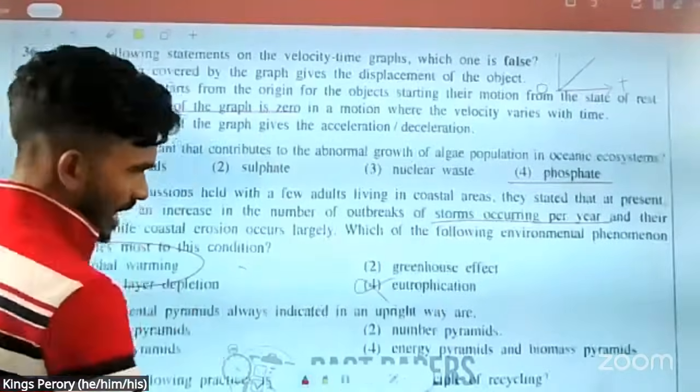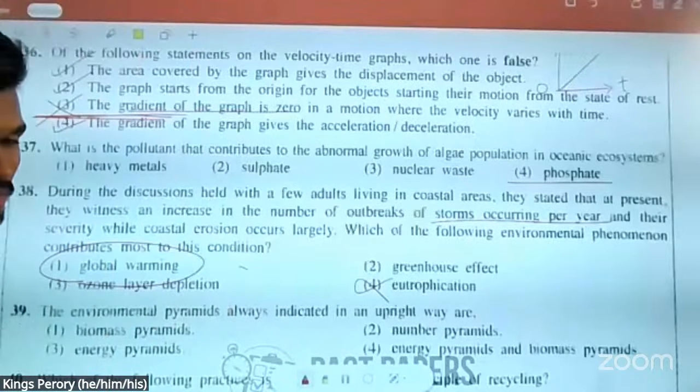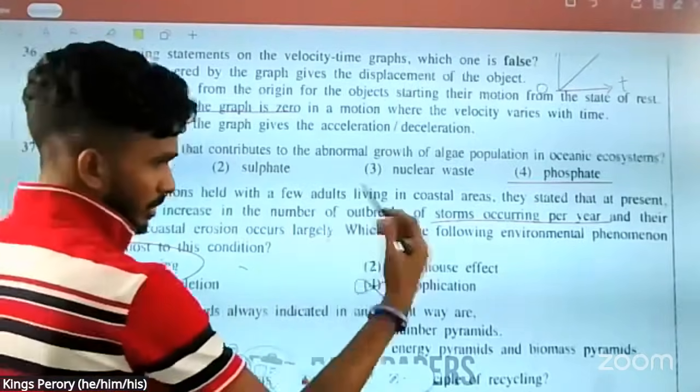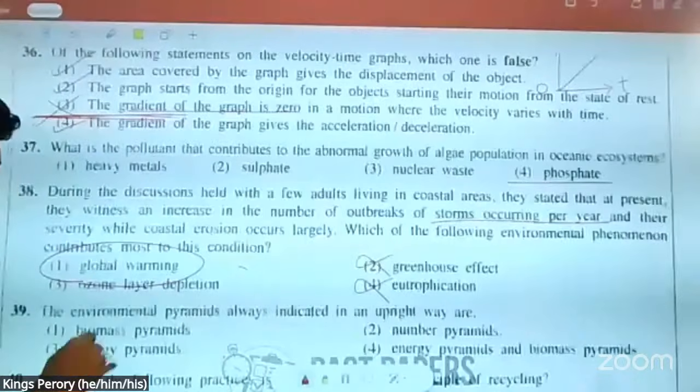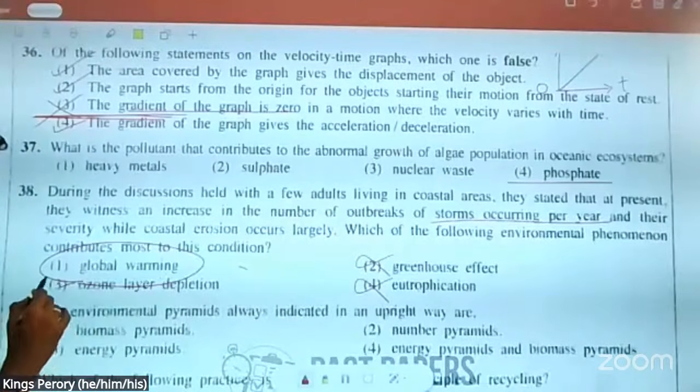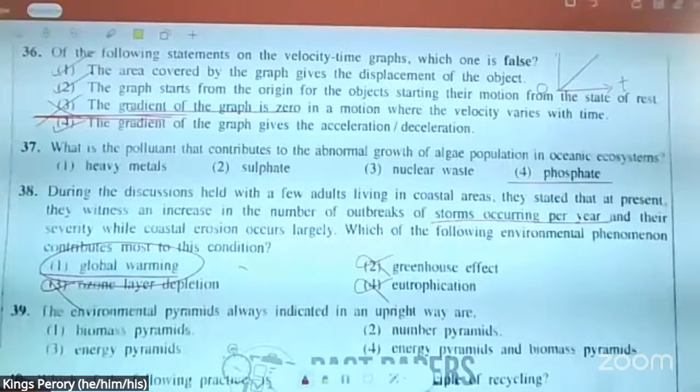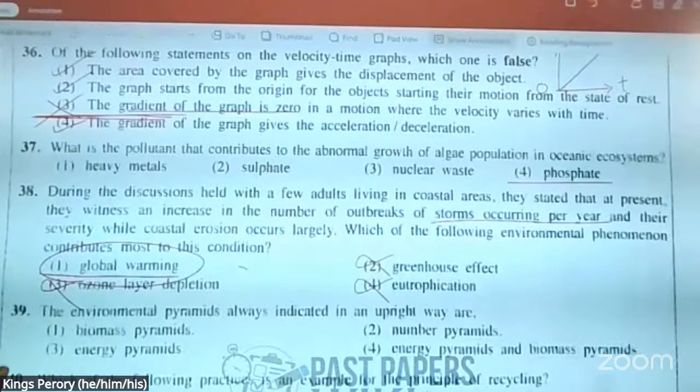Eutrophication will not contribute to storms. Greenhouse effect is not it either. Ozone layer depletion and storms, no. It's global warming. Storms are because of global warming.